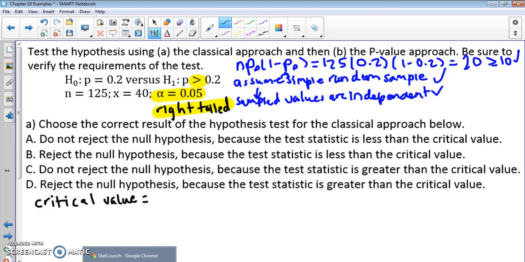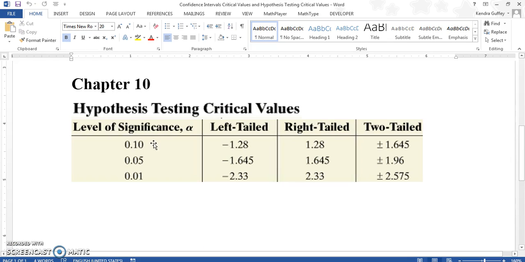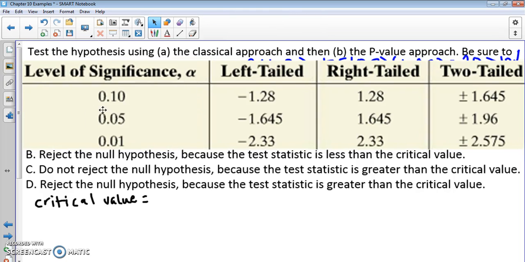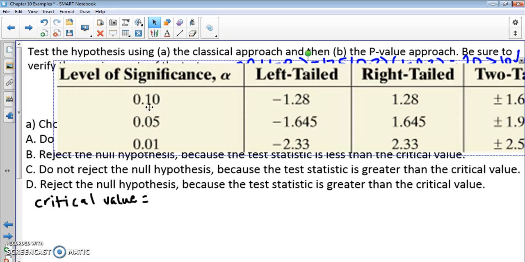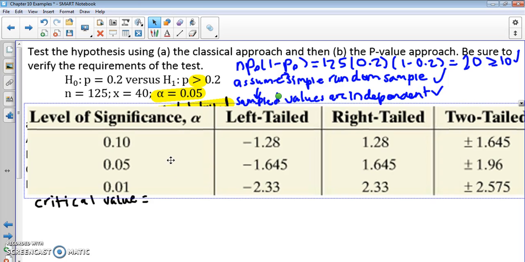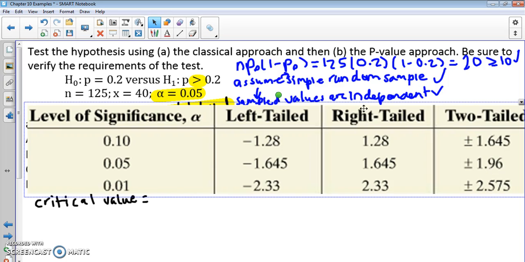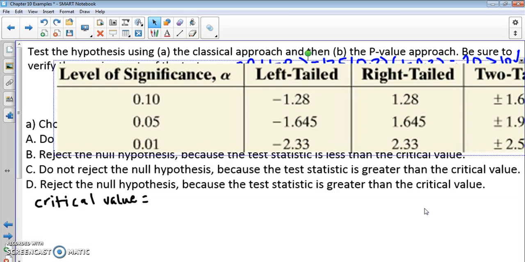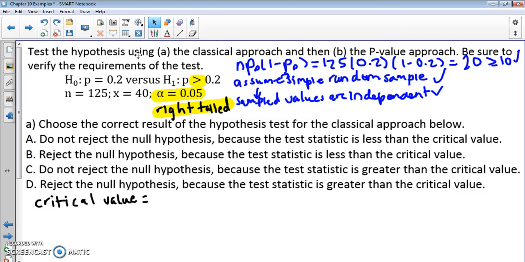Let me pull this up. Right, so alpha is 0.05, and just right-tailed, we would just find that value in here. So it's 0.05 and right-tailed. So we're right here, so 1.645. So our critical value is 1.645, so we can get that from the table.